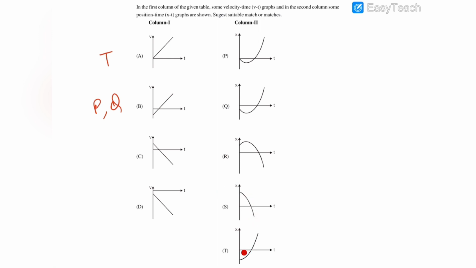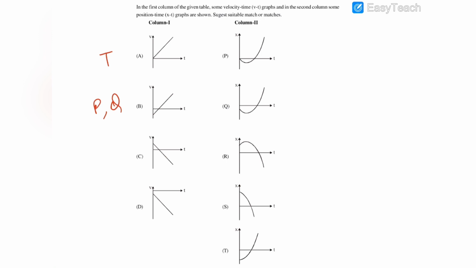And this graph is also not possible because at t equal to 0, its base is occurring, which means that in this case the velocity is 0 at t equal to 0, but you can see that its velocity at t equal to 0 is not 0. So the only correct options are P and Q for option B.